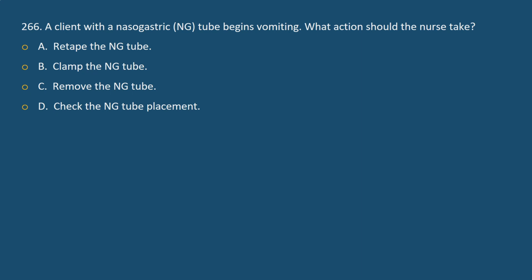Question 266. A client with a nasogastric NG tube begins vomiting. What action should the nurse take? A. Retape the NG tube. B. Clamp the NG tube. C. Remove the NG tube. D. Check the NG tube placement.